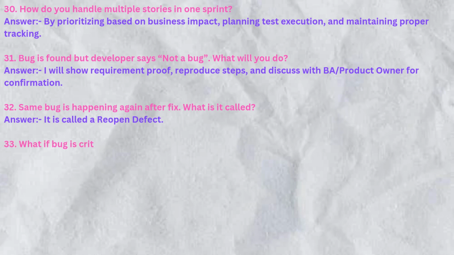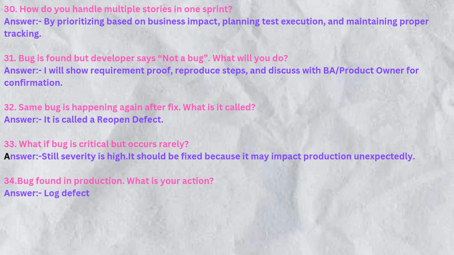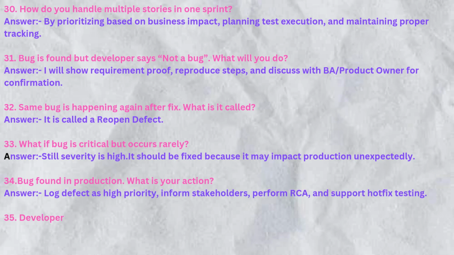Question 33. What if bug is critical but occurs rarely? Answer. Still severity is high. It should be fixed because it may impact production unexpectedly. Question 34. Bug found in production. What is your action? Answer. Log defect as high priority, inform stakeholders, perform RCA, and support hotfix testing.